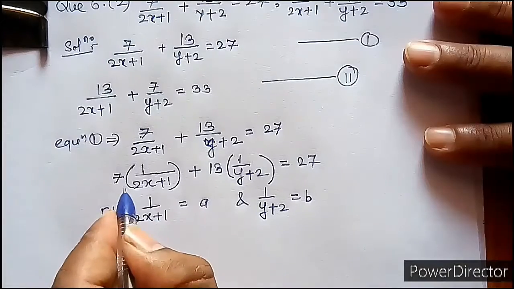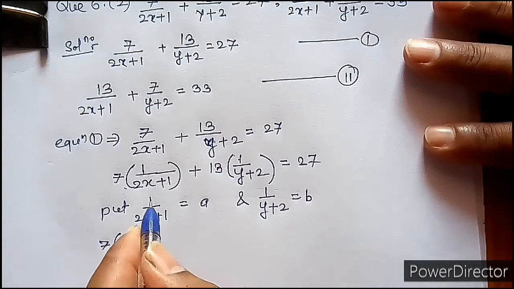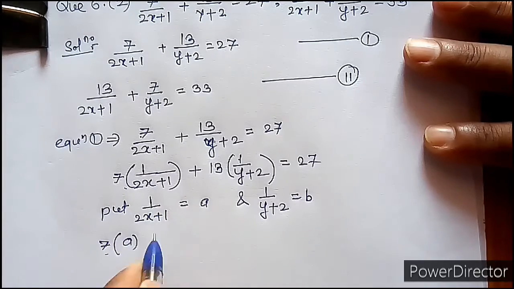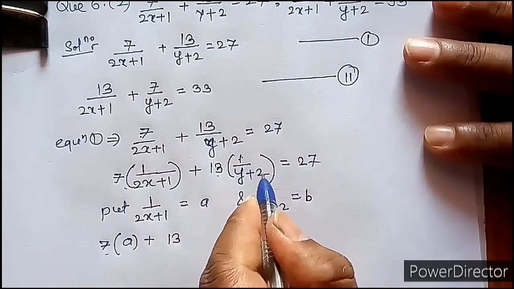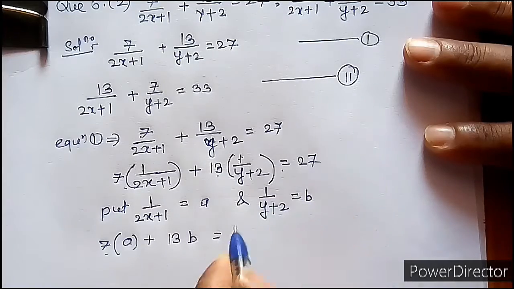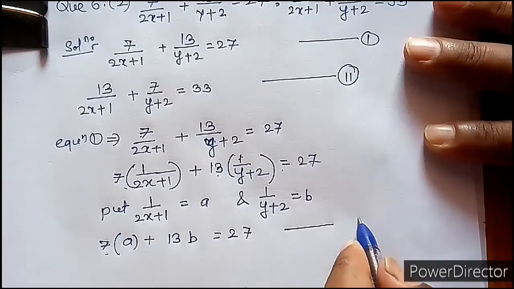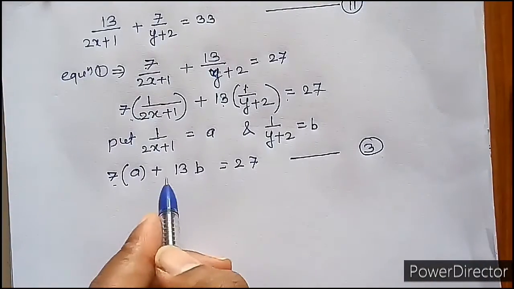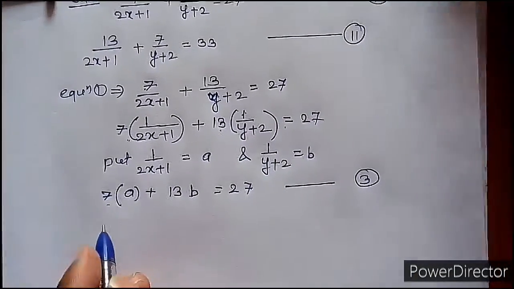Now put 1 by 2x plus 1 equals to a and 1 by y plus 2 equals to b. Now this equation becomes 7 into the value of 1 by 2x plus 1, which is a. Now write down here a plus 13 into the value of 1 by y plus 2, which is now b. Write down here b equals to 27. Now here we get equation number 3, that is 7a plus 13b equals to 27.